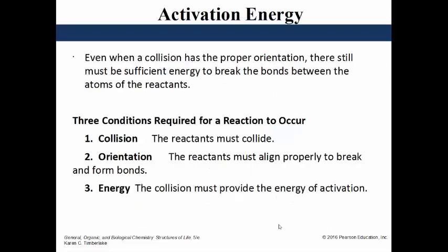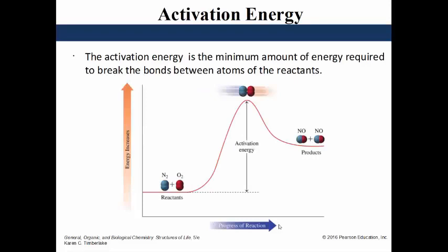Now, even if a collision does happen in the correct orientation, there still has to be enough energy there to help break the bonds and to help the reaction complete and to form a product. So there are three conditions that are needed for any reaction to occur. The molecules must have a collision, first of all. They must be oriented in the correct way, and there has to be a sufficient level of energy for the product to be formed. And that level of energy is called the activation energy. It is the minimum amount of energy needed to break bonds between atoms of the reactants and to therefore form products. These two reactants, nitrogen and oxygen, oriented in the proper way, if the energy is sufficient, this activation energy, then you will get the products. If this is too low, then nothing happens.